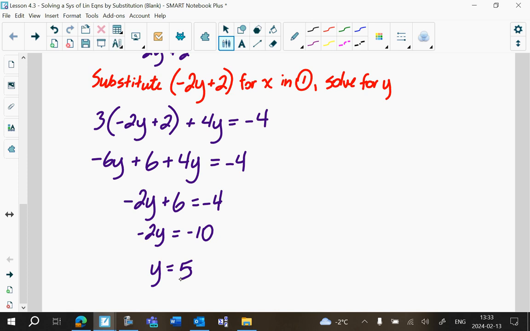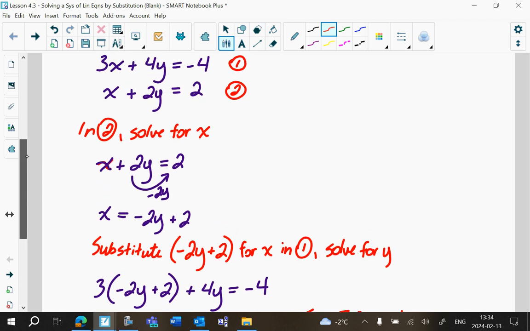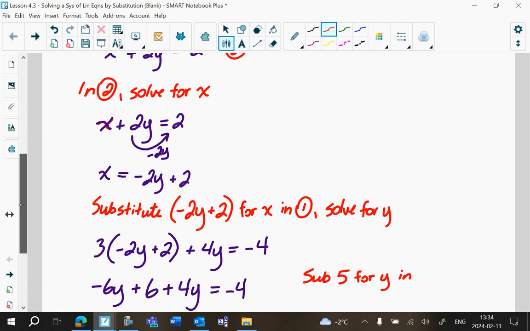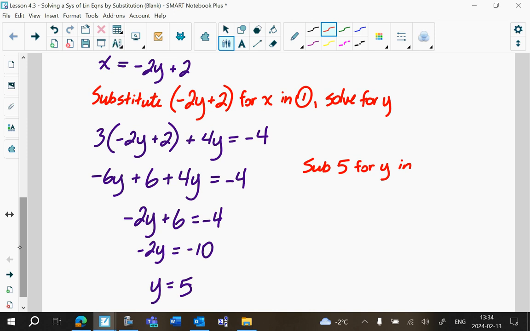Well, to find x, we sub what we just found for y in one of the original equations. Which one would you like to use? Doesn't matter. Remember, these are going to be solutions to both of them, so it doesn't matter which one we use. 2? Sure. So let's plug it back into 2. And that's going to give us an equation that just has x in it. So we can solve for x and get our answer.